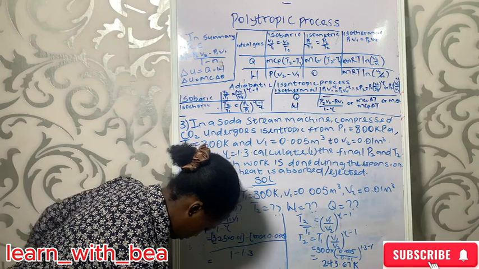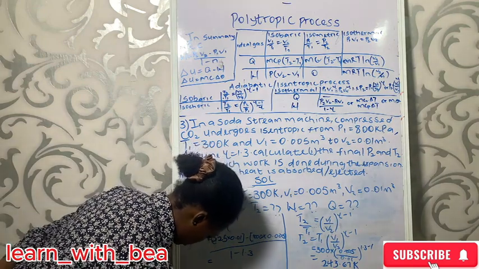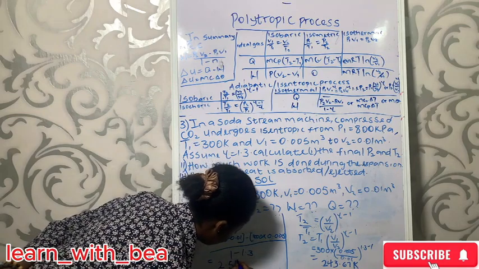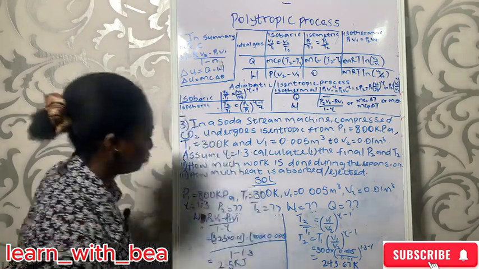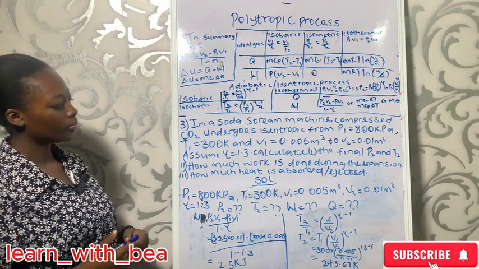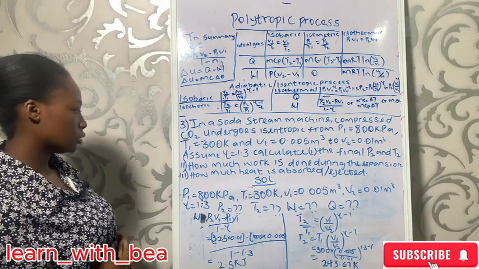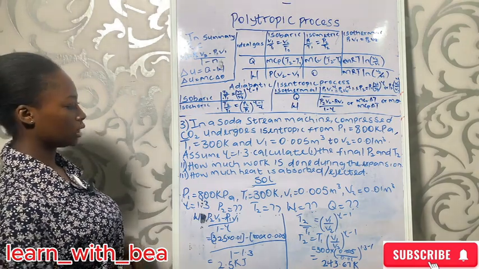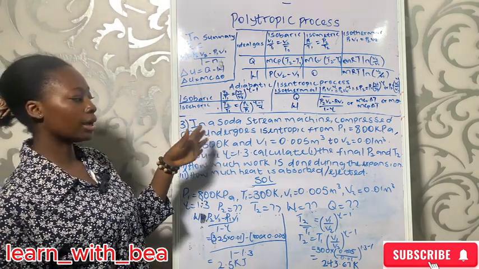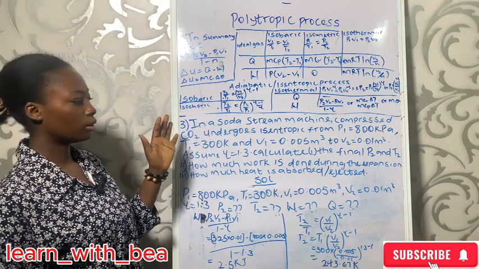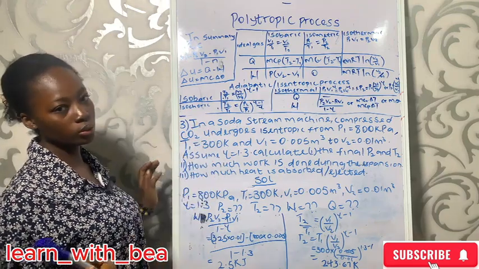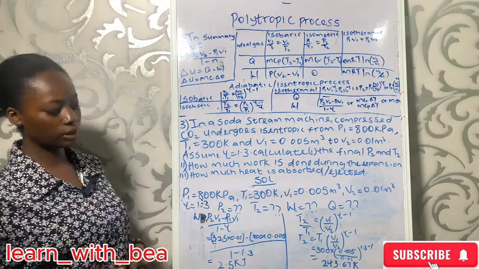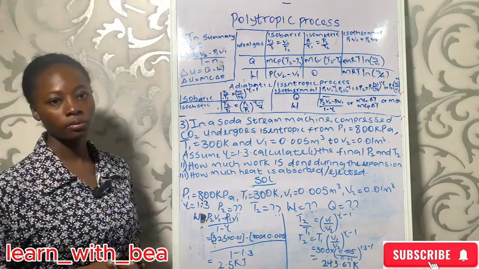So this is going to give us 2.5 kilojoule. So that's that about the question. Okay, they now ask how much heat is absorbed or ejected. Since it's an isentropic process, there is no heat added or absorbed or ejected. So let's move to our fourth question.